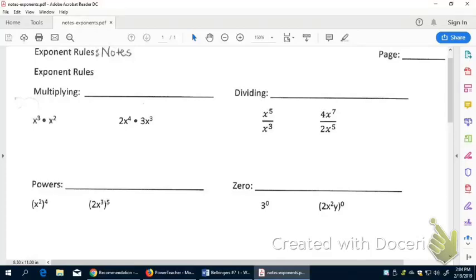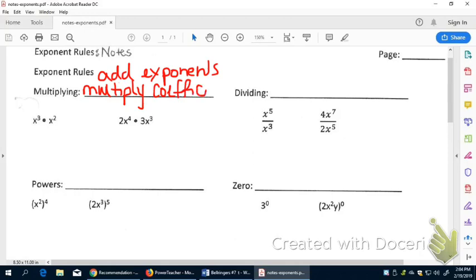When you're multiplying things together, you add exponents, and you multiply the coefficients. If you're unsure what a coefficient is, a coefficient is the number that's in front of the x's or the y's. So if there's more than one number in front of the x's and y's, you multiply those, but you add the exponents.